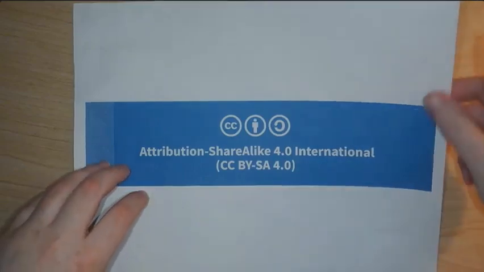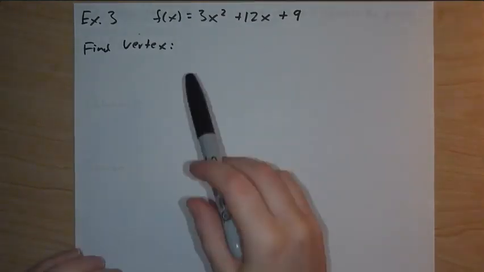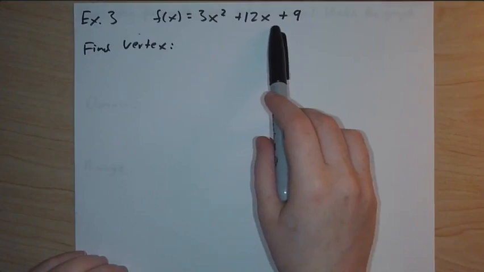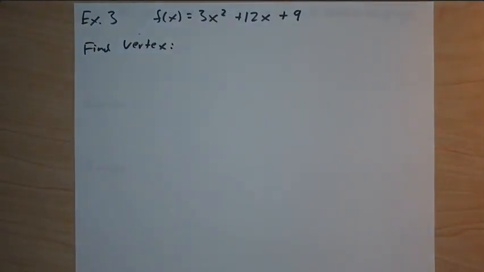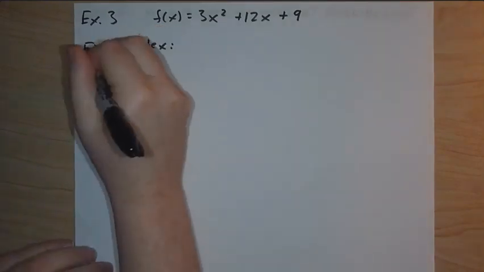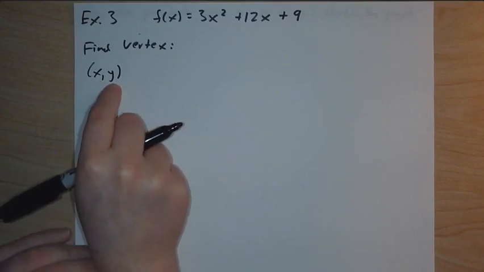This is Lab 21, Example 3. We want to find some information about our quadratic function, f of x is equal to 3x squared plus 12x plus 9. The first thing we want to do is find the vertex. A vertex is a point in the form x, y. We want to find an x value and a y value.